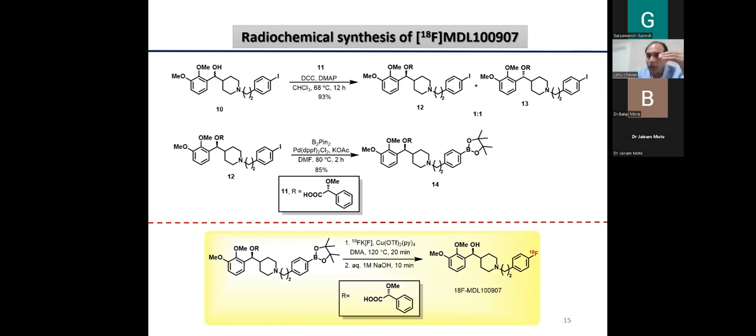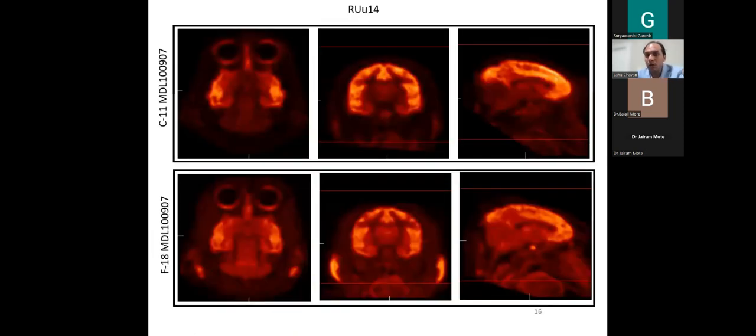So having enough quantity of this compound in hand, we used it in imaging of monkey brain and compared with the C11 images, where you can see these images look far better and clearer than this one. And now after this, we wanted to go for the further step, and we wanted to use it in humans before going.